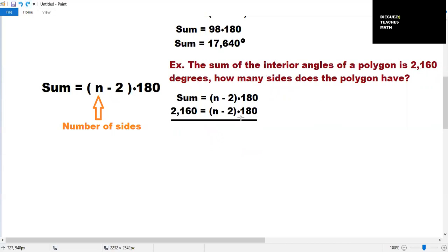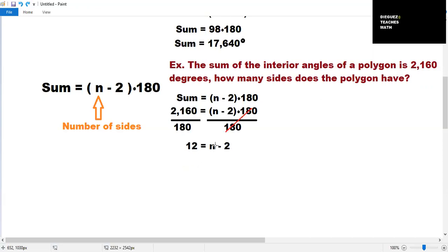Of course, we want to go ahead and solve for n. So to do that, I'm going to begin by moving the 180 over to the other side. And so since I'm multiplying by 180, I want to go ahead and divide by 180 on both sides. Dividing by 180 on the right side cancels those two. And so I'm left with n minus 2 on that right side since these two canceled. And when I do 2,160 divided by 180, that gives me 12.